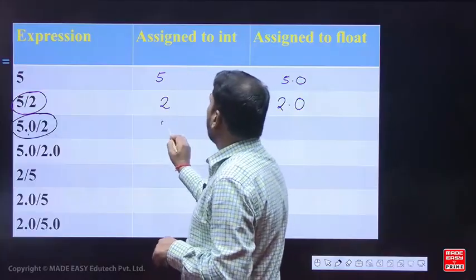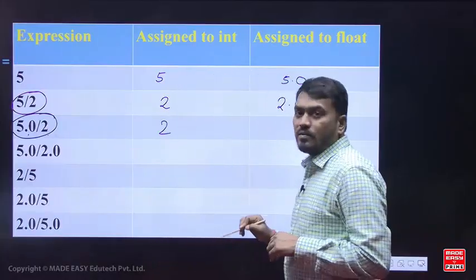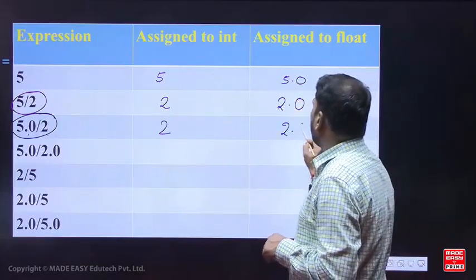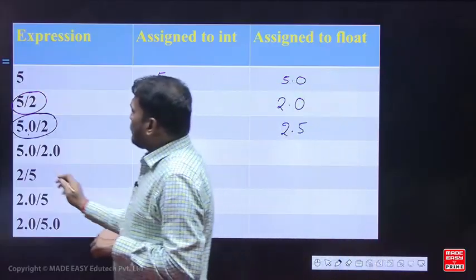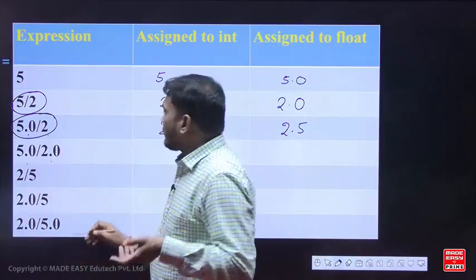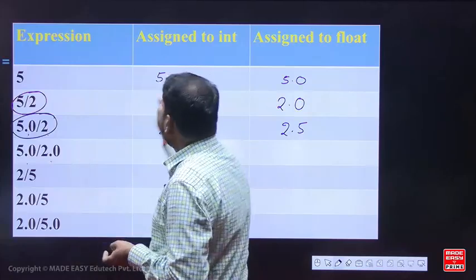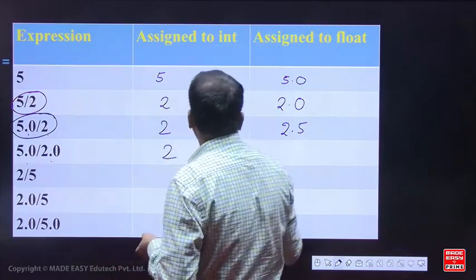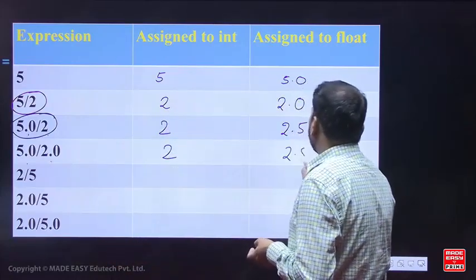But if I assign it to integer, it will print 2. If I assign it to float, it will print 2.5. And next, both are float, so output will be float. So the actual answer is 2.5. But if I assign it to integer variable and print, it will print 2. If I assign it to float and print, it will give 2.5.